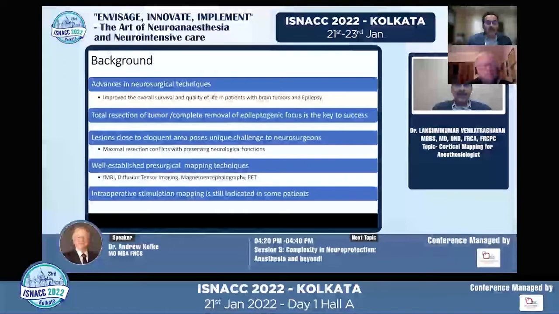There are well-established pre-surgical mapping techniques, for example, functional MRI, diffusion tensor imaging, magnetoencephalography, and PET scans. But still, in some patients intraoperative stimulation mapping is indicated.